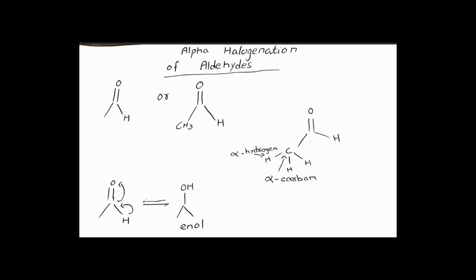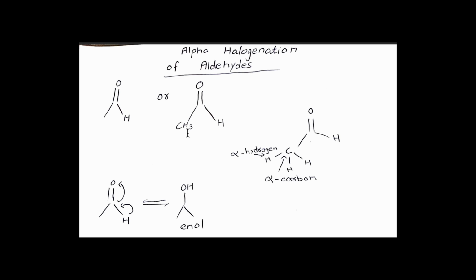Hello everyone, my name is Malaika Chaudhary and today I'm going to explain the mechanism of the alpha halogenation of aldehydes. As the name indicates, it is the halogenation of aldehydes at the alpha position. Halogenation means the addition of halogens, the substitution of halogens in aldehydes. Right here is the aldehyde.